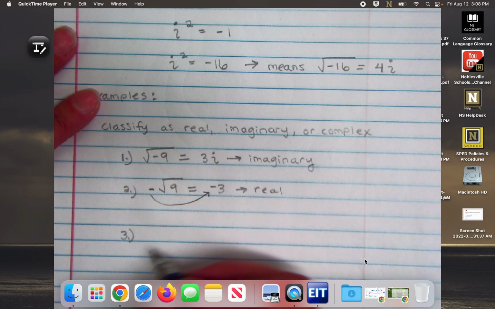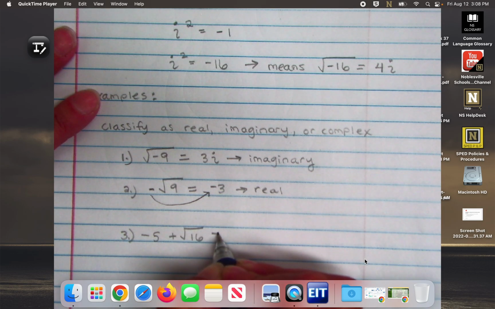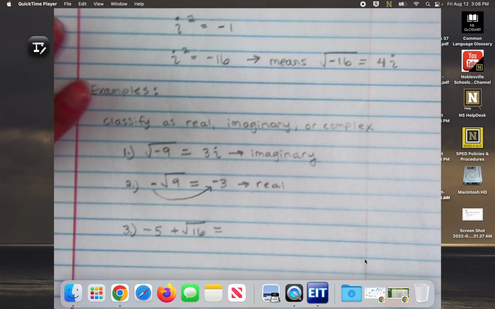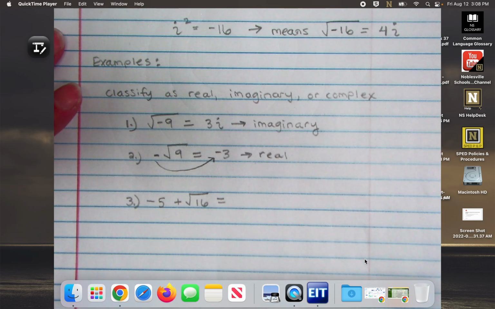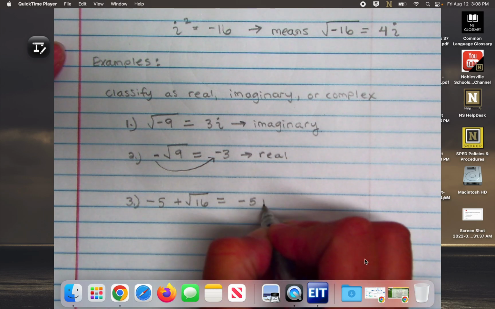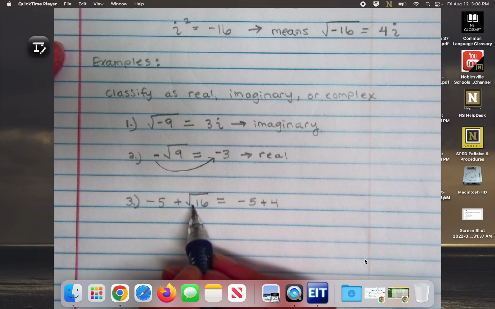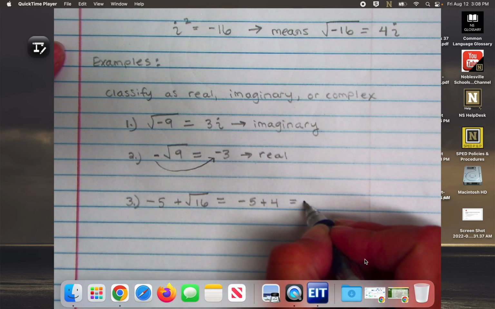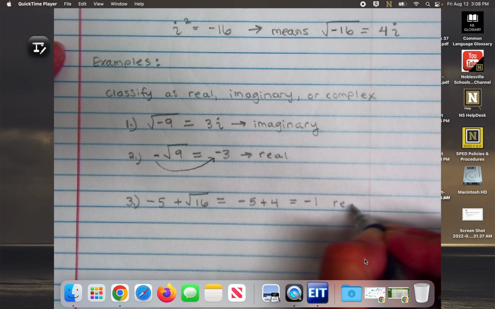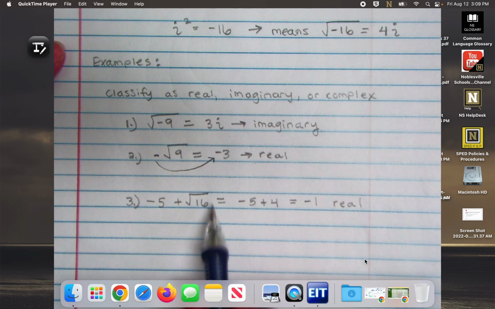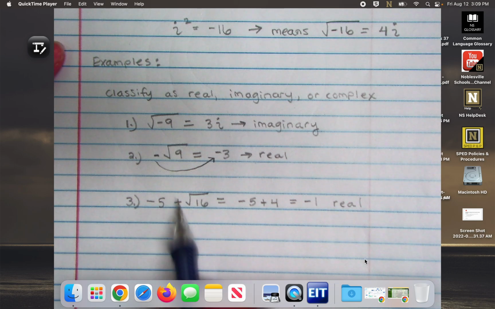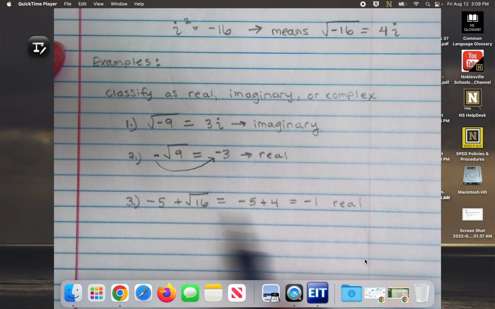Example 3: -5 plus the square root of 16. Vincent? -1. It's just going to be -5 plus 4 because there's not a negative inside the root. So you get -1, which is a real number. Even though we have a number and then a square root, we don't have any i's involved here, no imaginaries, so that still makes it a real number.